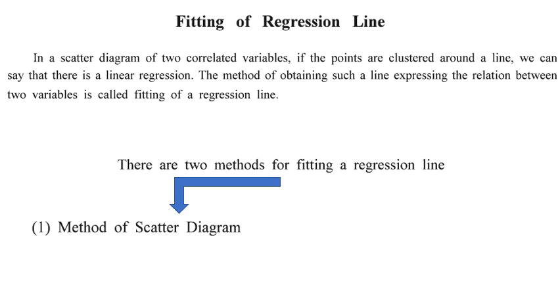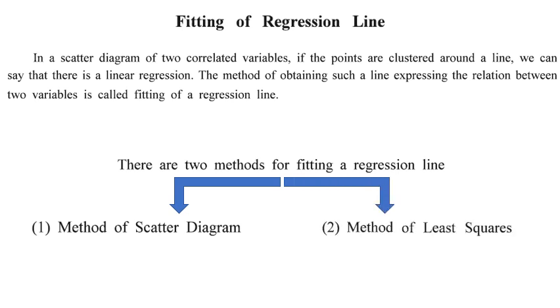The first one is the method of scatter diagram, and the second one is the method of least squares. Now in this method of scatter diagram, if you recall, we have already created a scatter diagram in the correlation chapter. So we will be creating something similar, but in the regression chapter the scatter diagram is not used for the sums. It is only for explanation purposes.